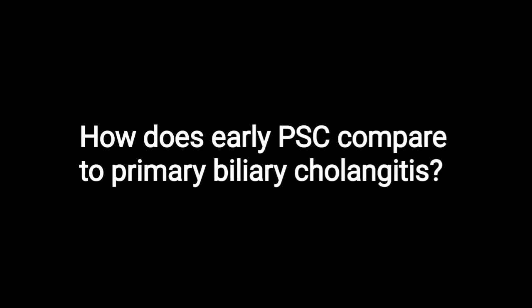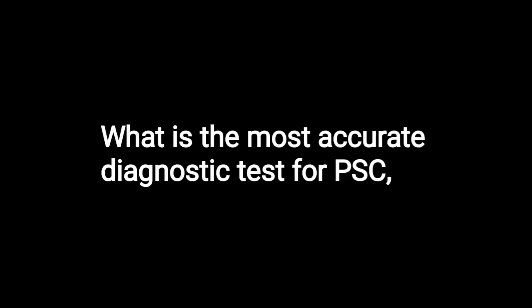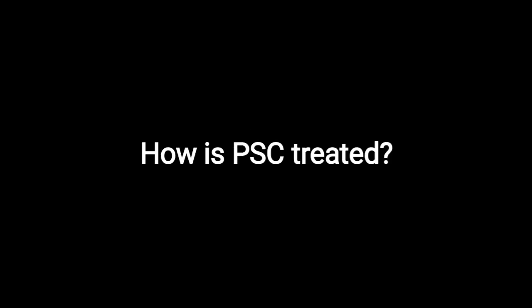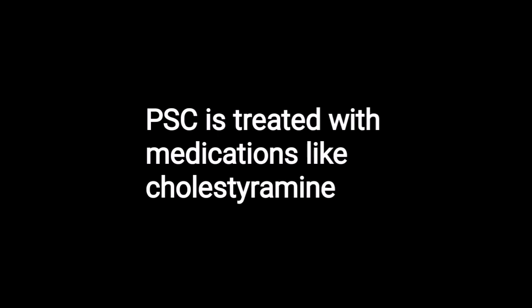419. How does early PSC compare to primary biliary cholangitis, PBC? Early PSC can resemble PBC, but bilirubin may be normal in early PSC. 420. What is the most accurate diagnostic test for PSC? MRCP or ERCP, which show narrowing, beading, or strictures in the bile ducts. 421. How is PSC treated? PSC is treated with medications like cholestyramine or ursodeoxycholic acid.